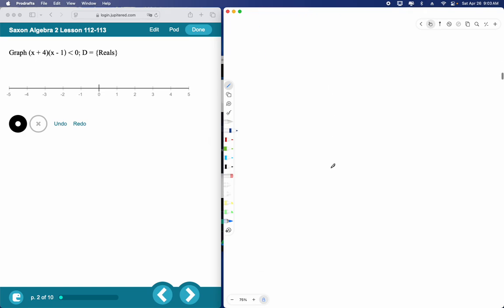So let's start on this first one. We have x plus 4, x minus 1, less than 0, and we're graphing in a line because it's reals. So if we were to use this as positive times negative, that means this one's positive and this one's negative, we would have x plus 4 would have to be greater than 0, and x minus 1 would have to be less than 0 because it's a negative number, right?